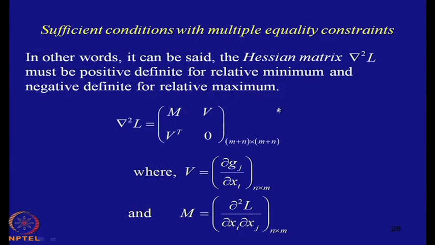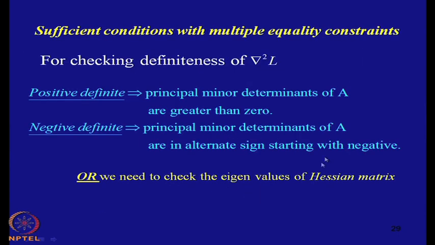Now, what we can conclude is that if the Hessian matrix is positive definite, then it will be a relative minimum. If it is negative definite, it will be a relative maximum. That is why this is the sufficient condition. We can say that if the principal minor determinants of the given Hessian matrix are all greater than 0, that is, the determinants corresponding to del 2L, then it is positive definite, otherwise it is negative definite.